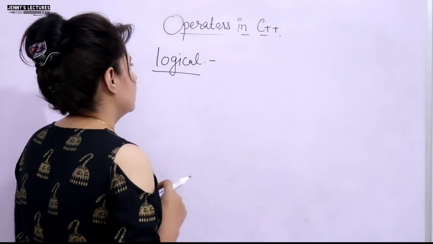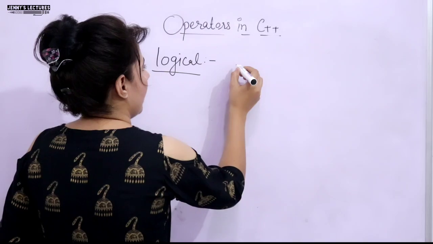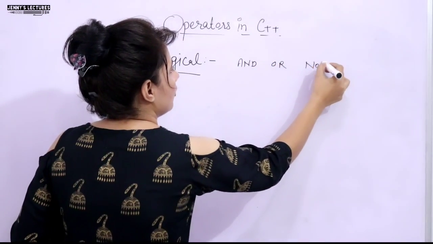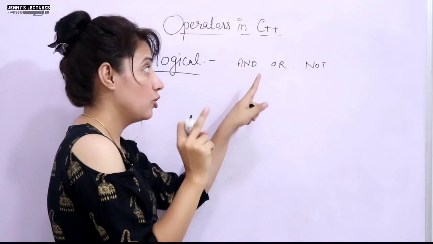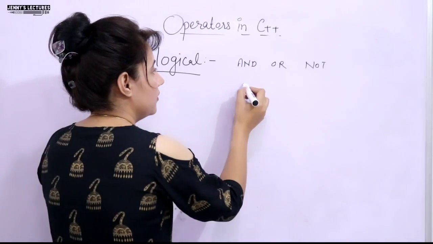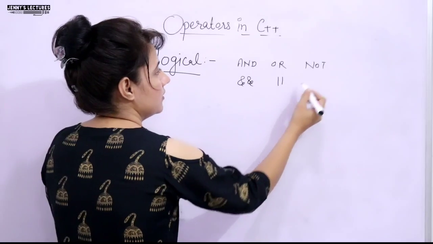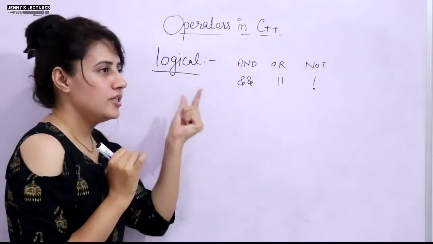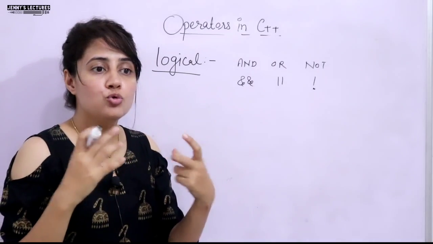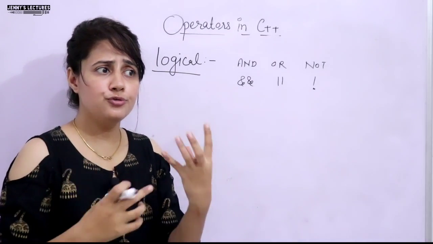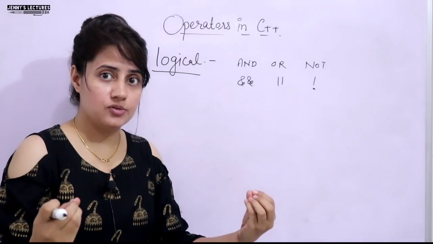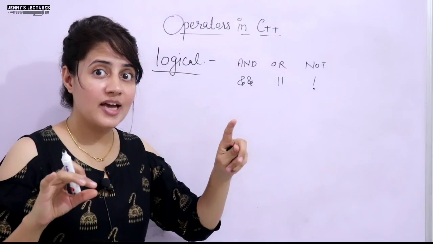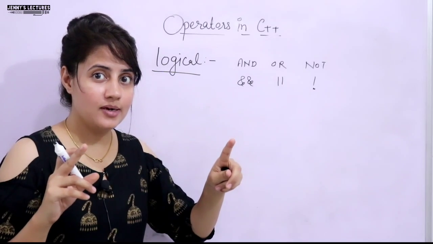Now, logical operators. Basically, we have three logical operators: logical AND, logical OR, and logical NOT. The symbols are && for AND, || for OR, and for NOT, this exclamation symbol, right? These types of operators are used to combine two or more conditions, right? And the operands for these operators are of Boolean type, right?